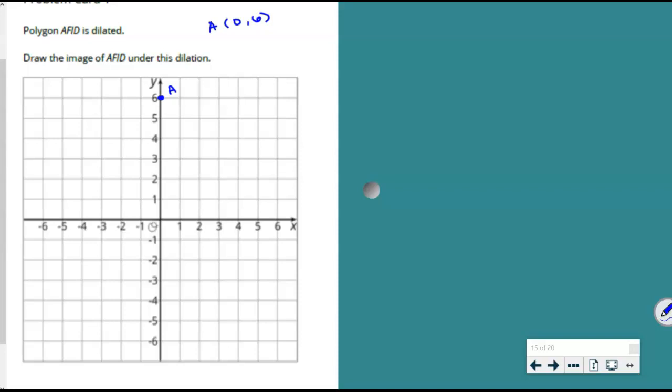Yeah, F is probably a better question. Do you see that, Brian? We're not just going A, B, C, D. This polygon is A F I D. F, are you listening? F has coordinates 6, 0. I'm not going to write that down for you. Got to practice your listening skills. I'll say it again. F has coordinates 6, 0.